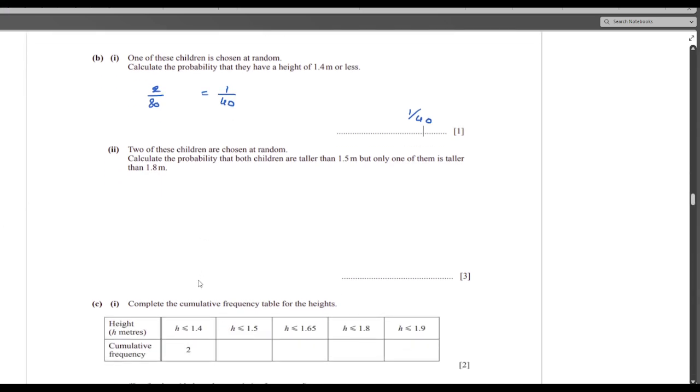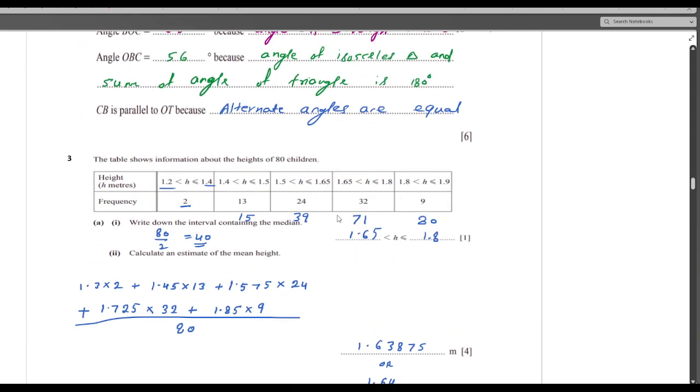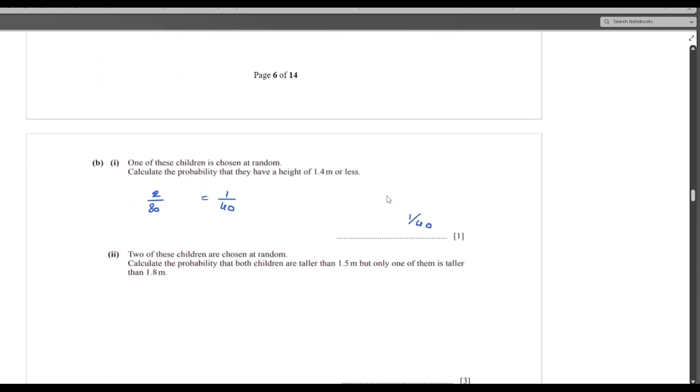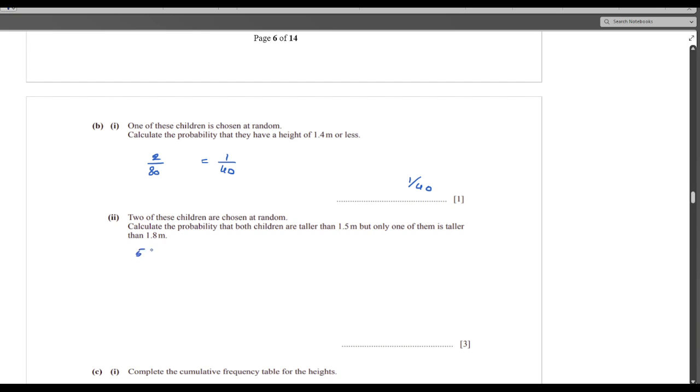2 of the children are chosen at random. Calculate the probability that both the children are taller than 1.5, but only one of them is taller than 1.8. So there are 9 students who are taller than 1.8, and apart from these 9 students, there are these 24 and 32 students, which is 4 plus 2 is 6, 3 plus 2 is 5, 56. So there are 56 students whose height is more than 1.5 but less than 1.8.